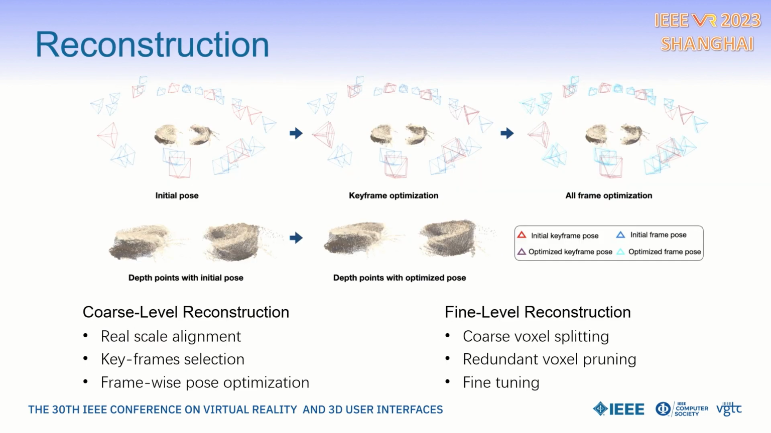In order to better reconstruct the tooth model, we use a coarse-to-fine reconstruction method. At the coarse level, we align the model with real scale, then perform keyframe and non-keyframe pose optimization at different stages to obtain a rough tooth reconstruction model. To recover the detailed information of the teeth, at the fine level, we continuously subdivide the coarse voxels and then prune the redundant voxels to fine-tune the implicit representation.